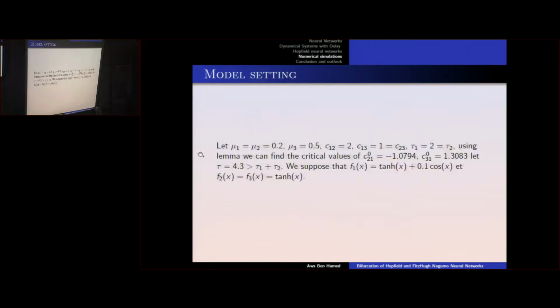Some numerical simulations. We let mu1, mu2 equal 0, 0.2, mu3 equals 0.5, and C12 equal 2, C13 equal 1, which equals C23, and T1 equals T2 equals 2 also. Using the previous lemma, the critical value of C210 is equal to minus 1, and the critical value of C31 is equal to 1.3. So for tau larger than T1 plus T2, it's equal to 4.3, because T1 and T2 are each 2, the sum is 4. And we suppose that F1 is equivalent to tangent x plus 0.1 cosine x, and F2 and F3 are equivalent to tangent x.